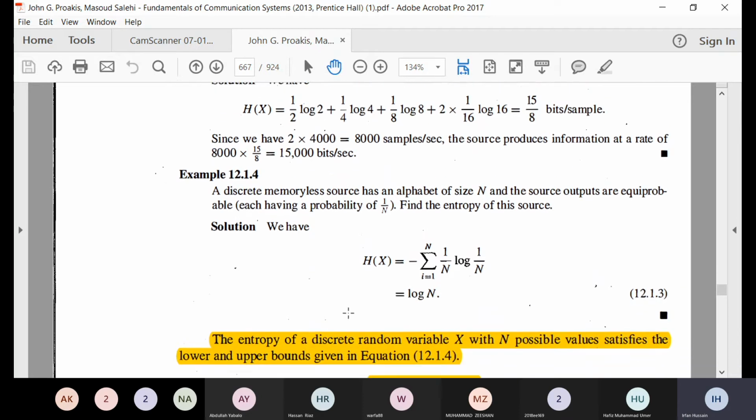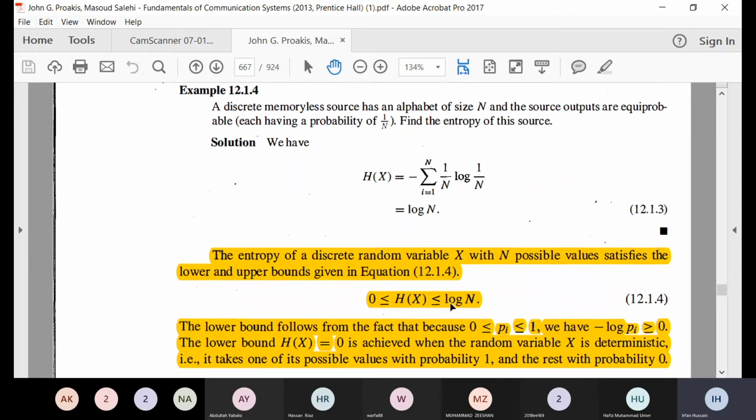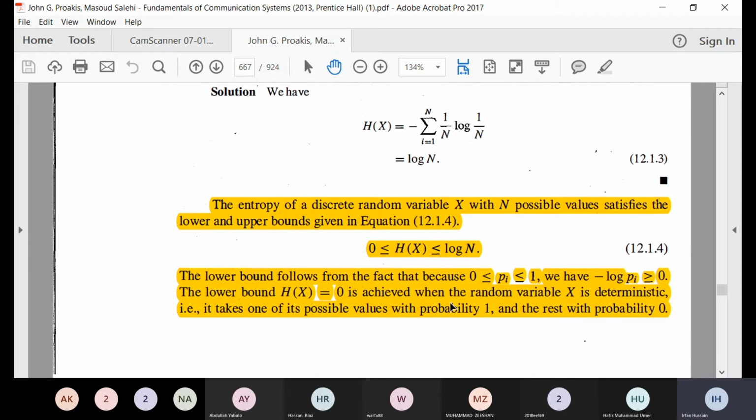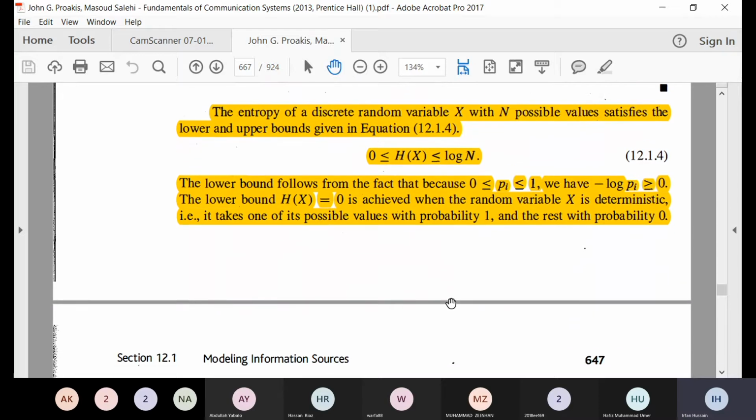Similarly, here you can see, let us say we have an alphabet of size n and all of them are equally probable. In that case this will be 1 over n, 1 over n, and you can do the calculations. n times 1 over n cancels, and you will get log of n. So you have the maximum entropy once all the alphabets are of equal probability. Hence entropy will vary between 0 and log of n.